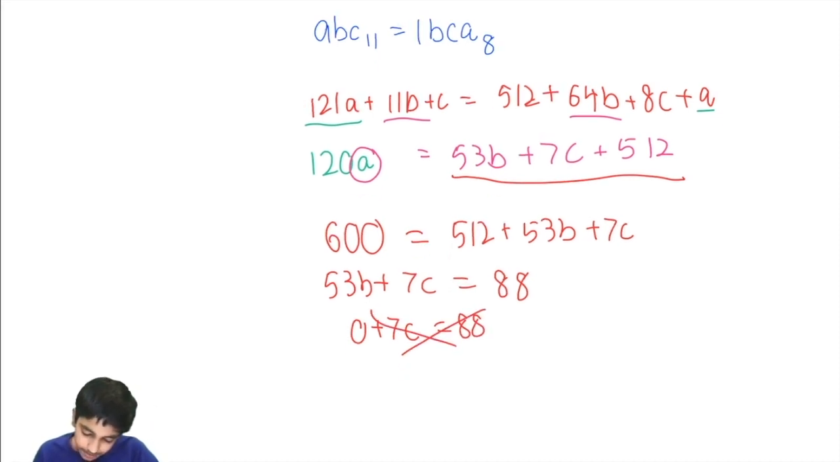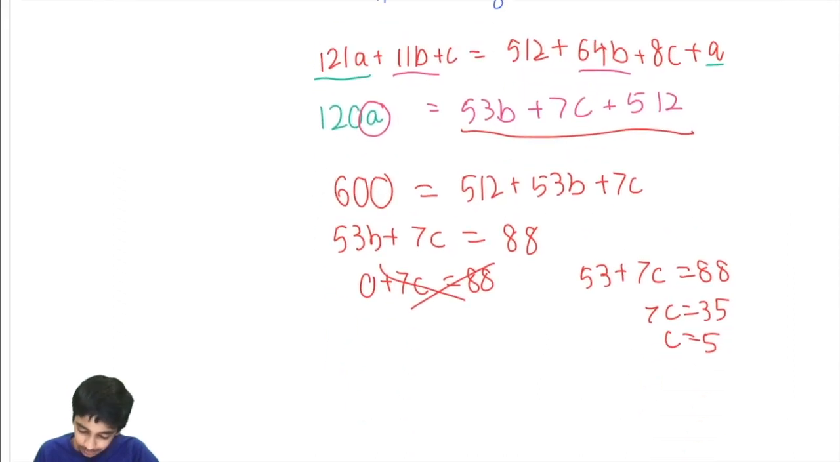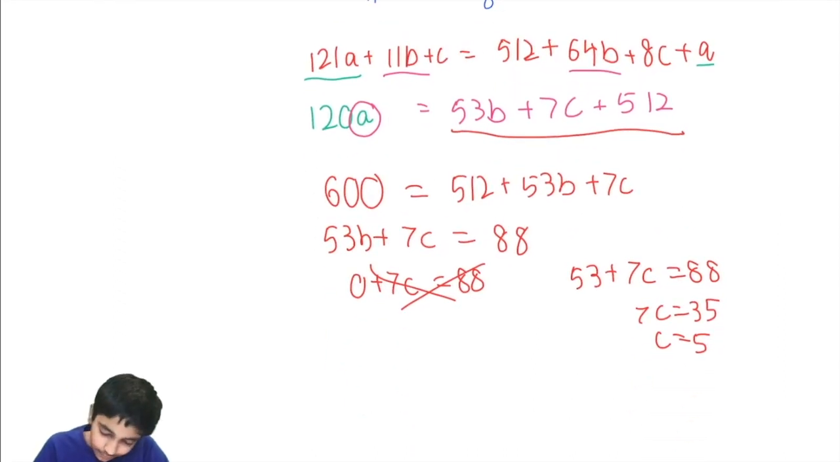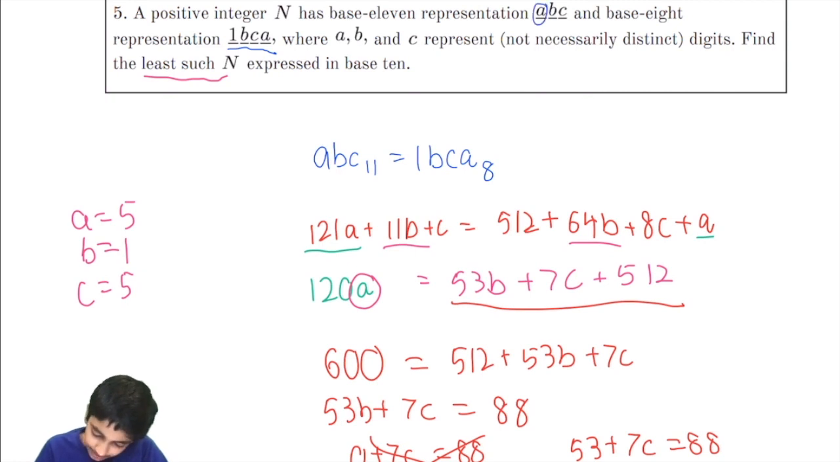Now what if b equals 1? Well, if b equals 1, then we have 53 plus 7c equals 88, and that means that 7c is 35, or c equals 5. And that does seem to work, right? Because now if a is 5, b is 1, and c is 5, we get a valid solution. And that does seem to be the minimum, because we've minimized a, we found the smallest possible value of b that works, and then c matters less since it's at the end of the number.